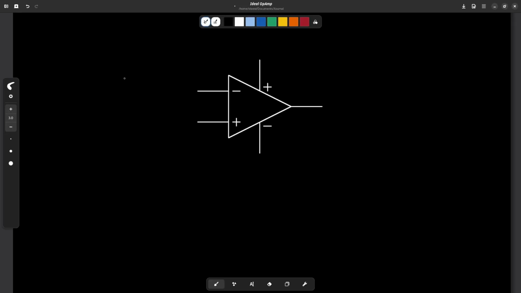Hello everybody. Today we are going to talk a little bit about an ideal operational amplifier.